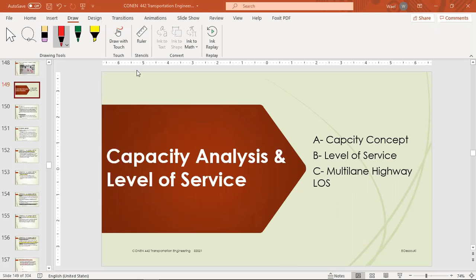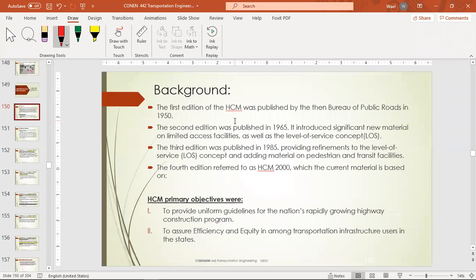So, first of all, to have a background. This is a background about the development of the Highway Capacity Manual, which started in the 1950s and kept evolving until the most recent edition, which is the HCM 2010. However, we are using the fourth edition because it's the available metric version of the Highway Capacity Manual.